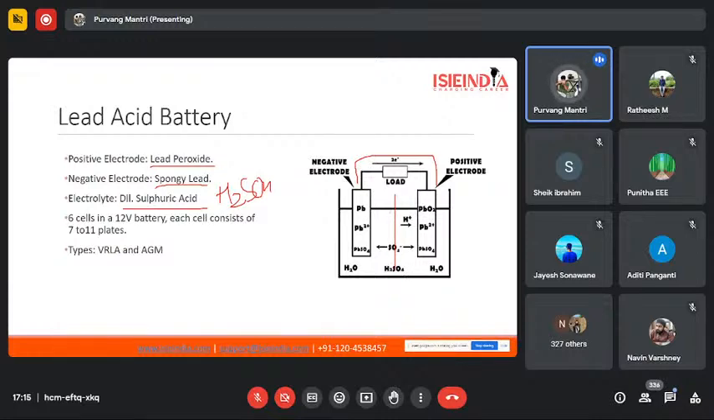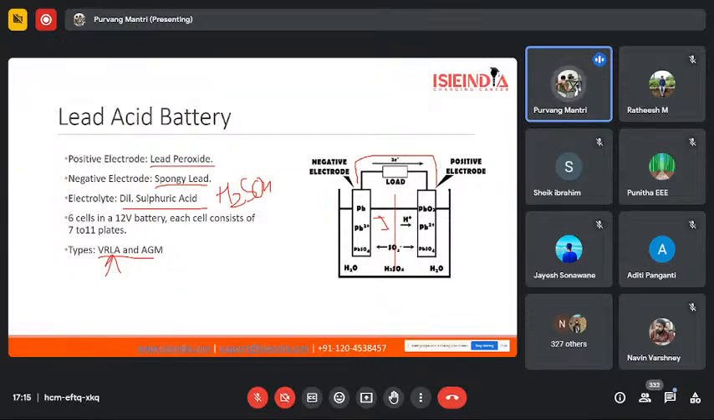The separator prevents the electrons from traveling through the electrolyte, because we don't want internal short circuit to happen. Now, there are basically two types of lead acid batteries, which are VRLA and AGM. VRLA stands for valve regulated lead acid battery, while AGM stands for absorbent glass mat type or gel type battery. So VRLA are most commonly used in our ICEVs.